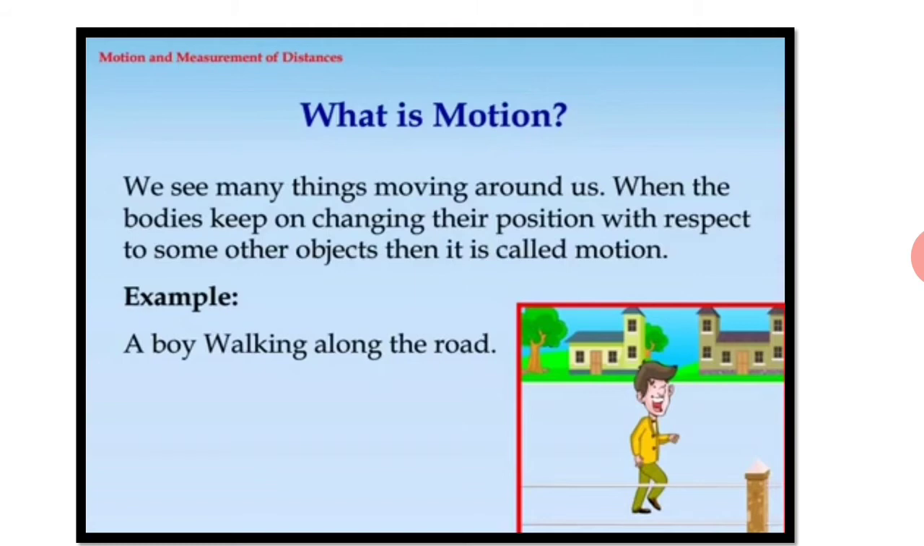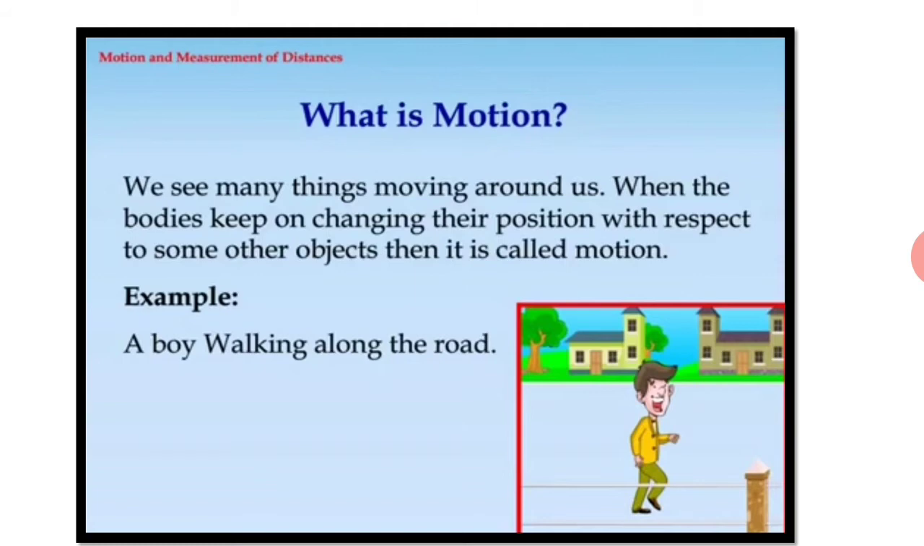You might have noticed that the bird is not at the same position after some time, while the table is at the same place. On that basis, you may have decided whether an object is at rest or in motion. So we see many things moving around us. When bodies keep on changing their position with respect to some other object, it is called motion.